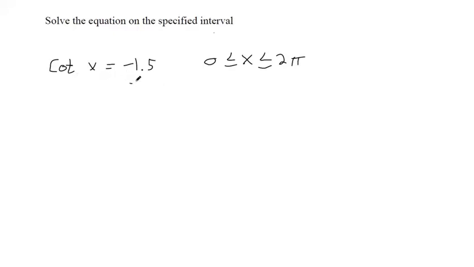That's not one of our special ratios. That's negative square root of 3 over, that's negative 3 over 2. This would be one of our special triangles, but this one isn't. So I think we have to use a calculator for this problem.